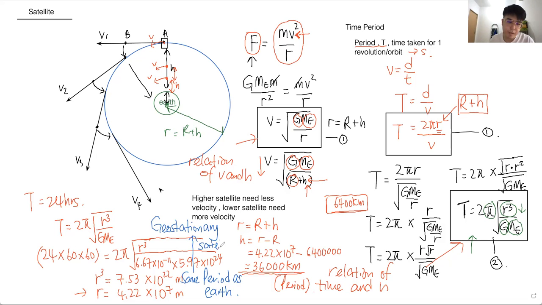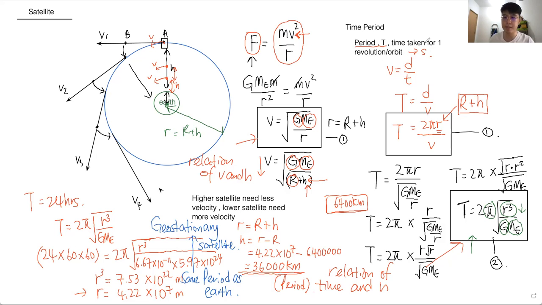Geostationary satellite. So if the question asks you, what is a geostationary satellite? A satellite that has the same period as the period of rotation of the Earth. 24 hours.